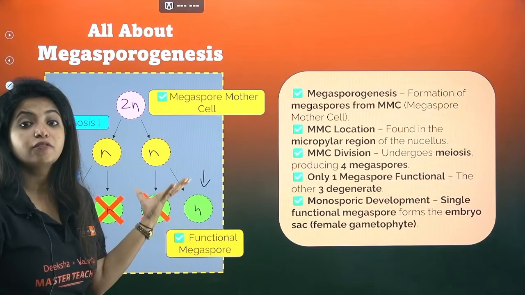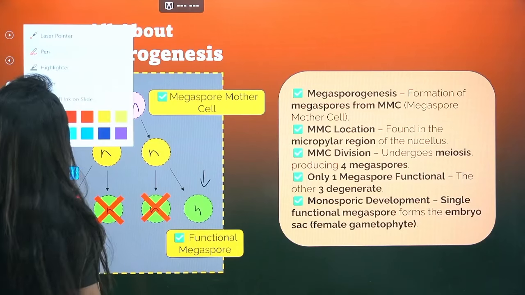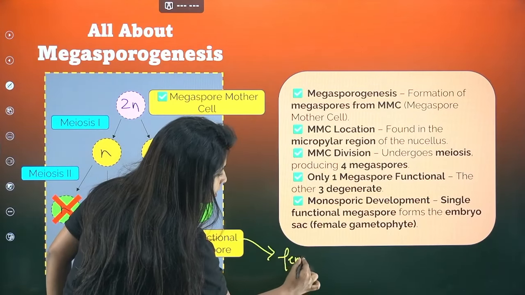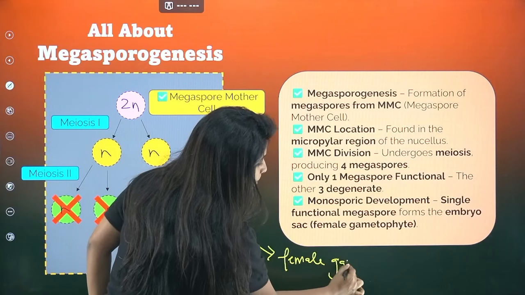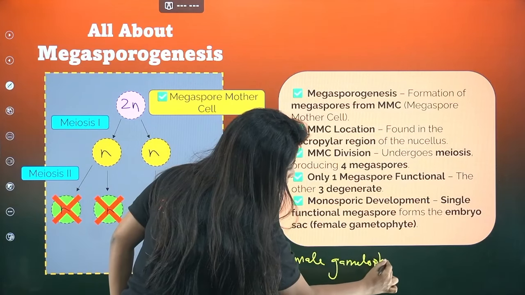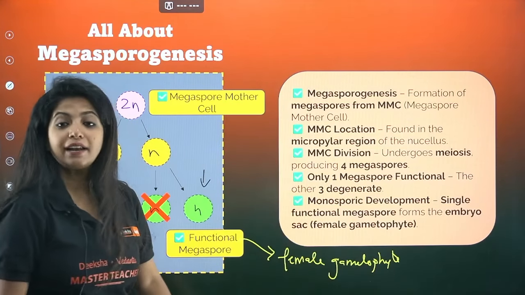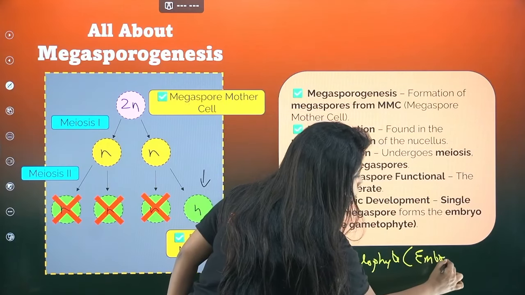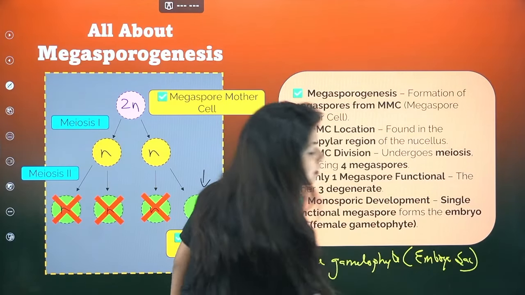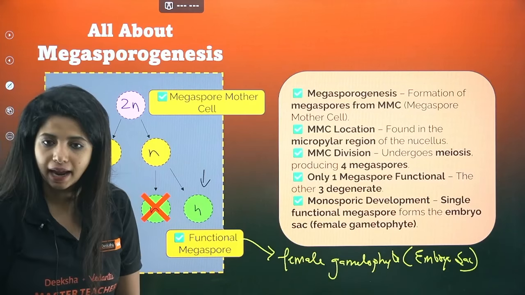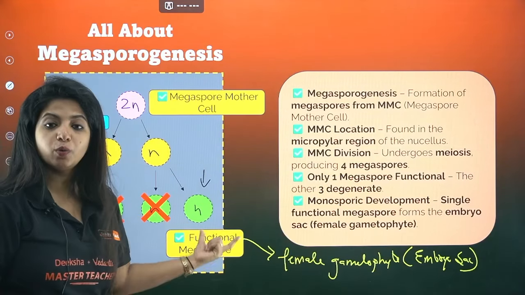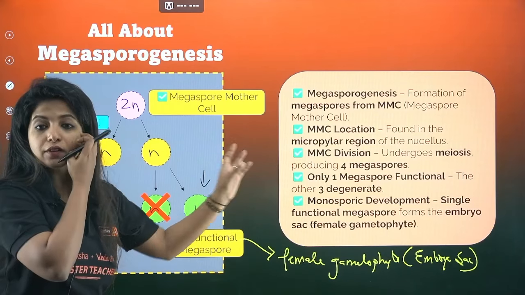What do you call this? The functional megaspore. This is the only cell which will be further forming the female gametophyte. It further forms the female gametophyte, and the female gametophyte is also known as the embryo sac. You also call this the embryo sac. So the female gametophyte, or embryo sac, is what the functional megaspore is going to form.